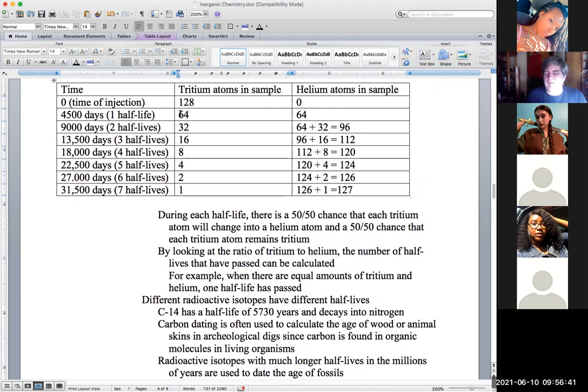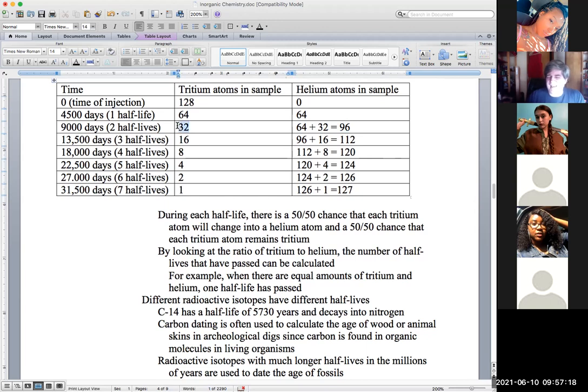So now one half-life has gone by. So now when we start the second half-life, we only have 64 atoms of tritium. So now for the second half-life, half of our tritium changes into helium again. So we started with 64 atoms. So 32 of those atoms change to helium. So now our total helium is 64 plus the new 32 that changed. So now we've got 96. Notice that our number of helium atoms and our number of tritium atoms always add up to 128.